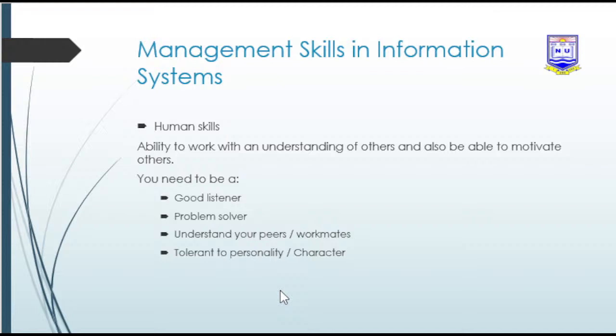They need a leader who is going to be able to listen to their problems. They need a leader who is going to be a problem solver. They need a leader who is going to understand their operations. They need a leader who is tolerant to their personality.